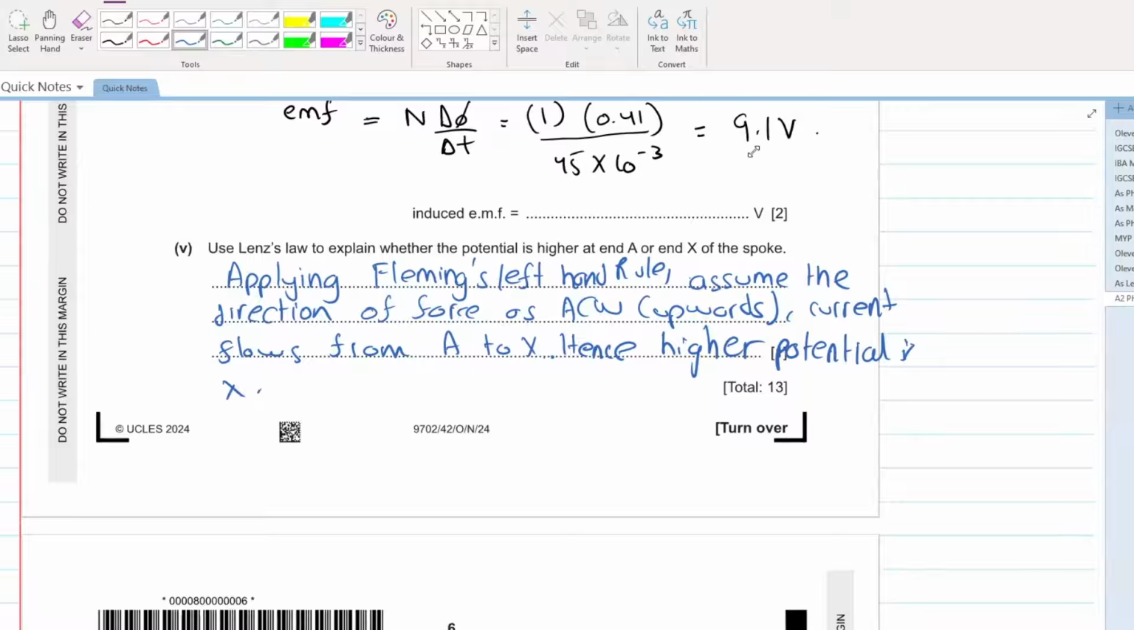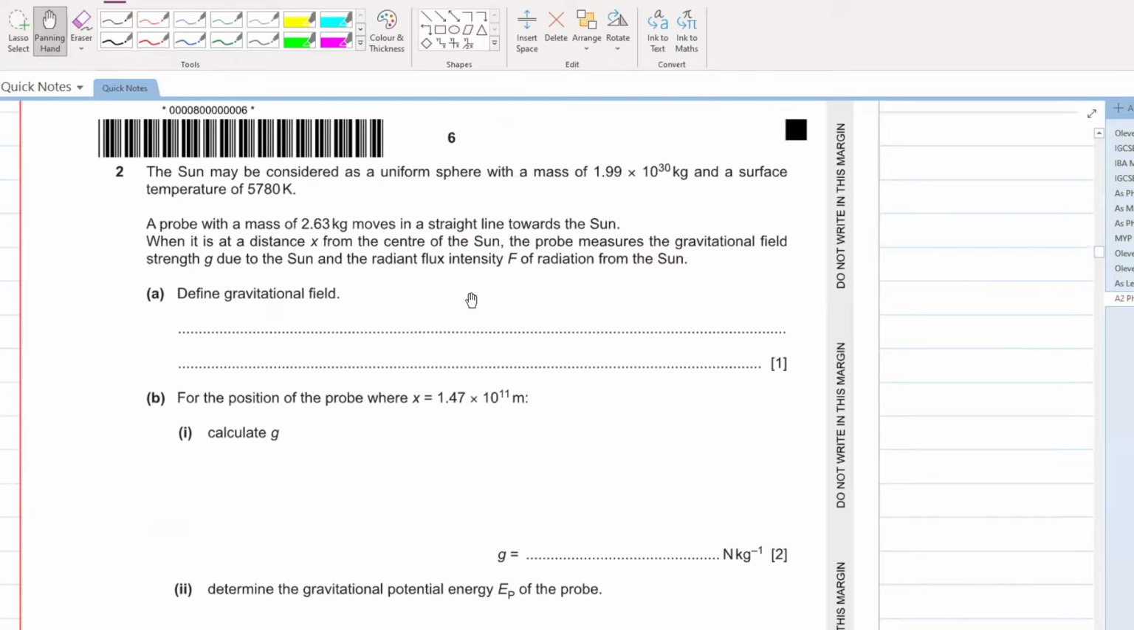Acha, so according to Lenz's law, the induced EMF causes the wheel to move in the opposite direction. Yes, yes, Vanya, very good, beta. This is what it actually means. Shabash. Very good. Chalo, let's move on to question 2, bhai.